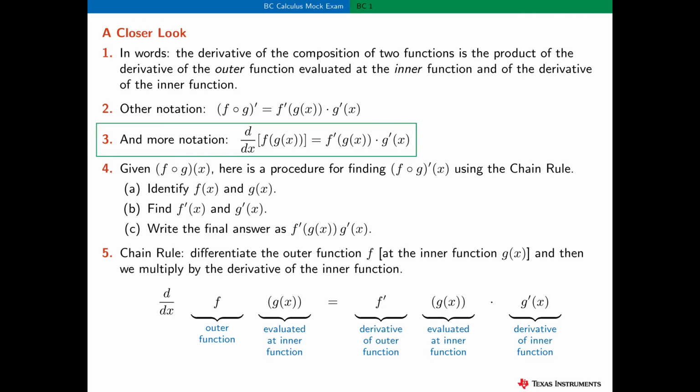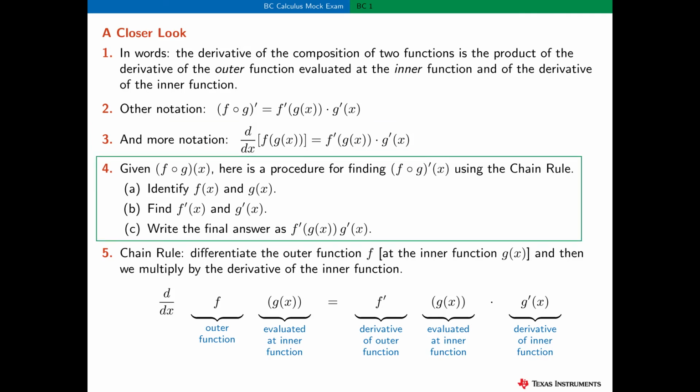And here, just another common way to indicate the derivative. And this is a step-by-step procedure for applying the chain rule. I find that this is helpful for my students when they first learn this rule. The most important part, and perhaps the most difficult thing about applying the chain rule, is to identify the outer and the inner functions, f of x and g of x. And this just takes practice.